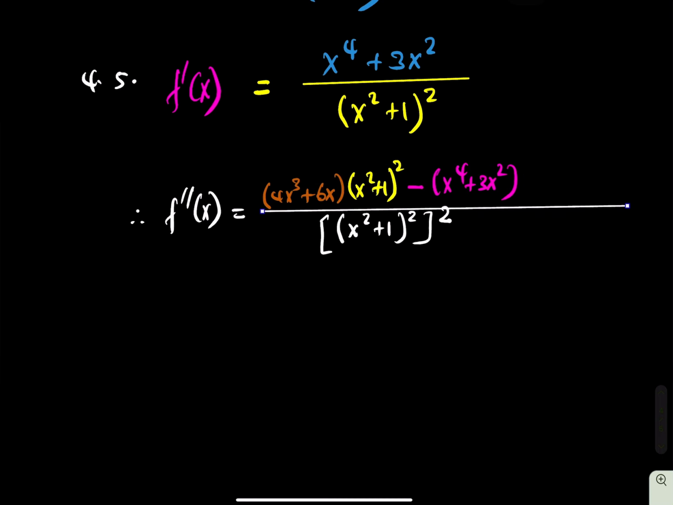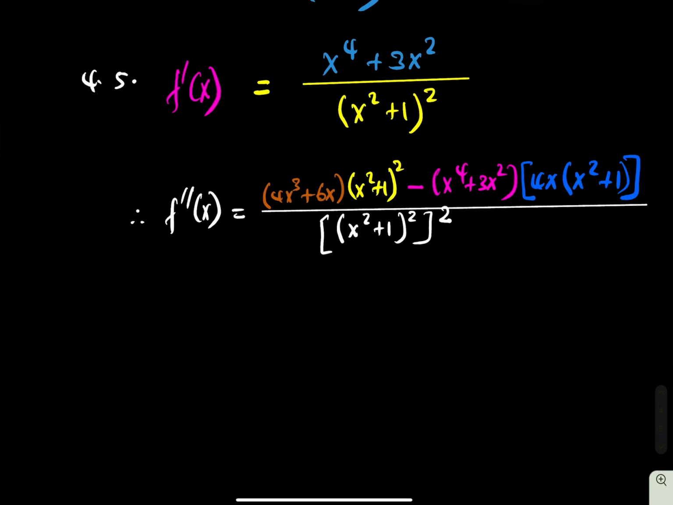So I need to enlarge this one. If you derive the denominator, what are you going to get there? You're going to apply the chain rule to derive this. So that should be 4x into x squared plus 1. That is the chain rule.